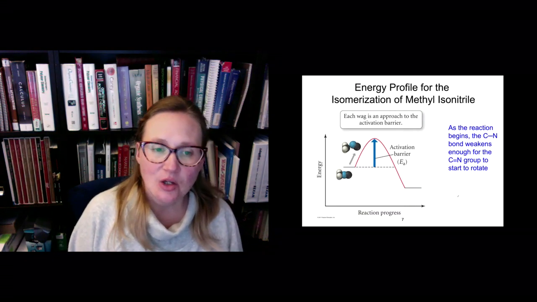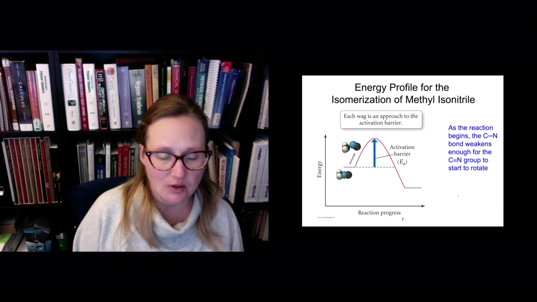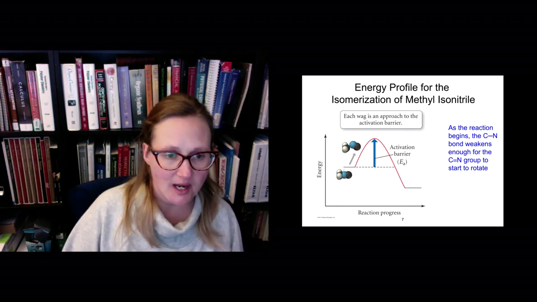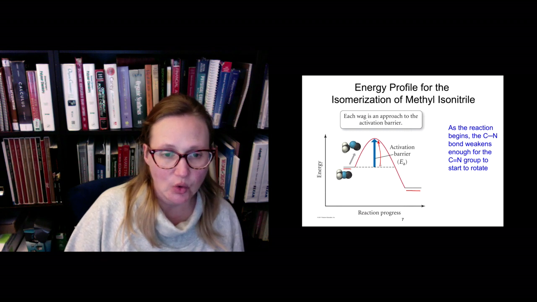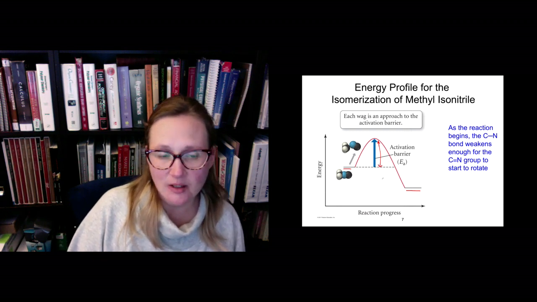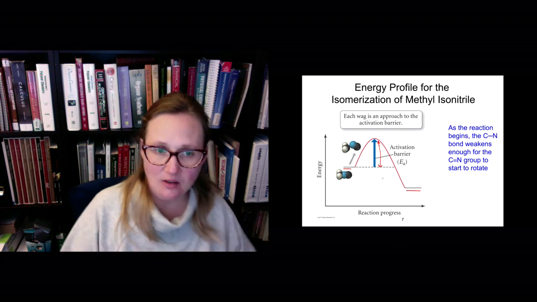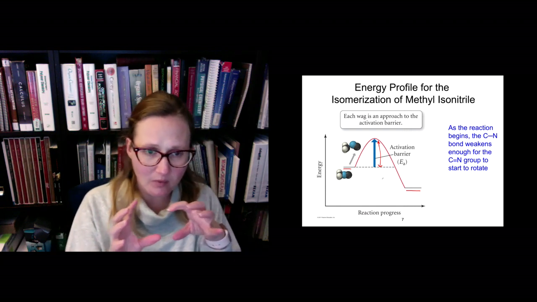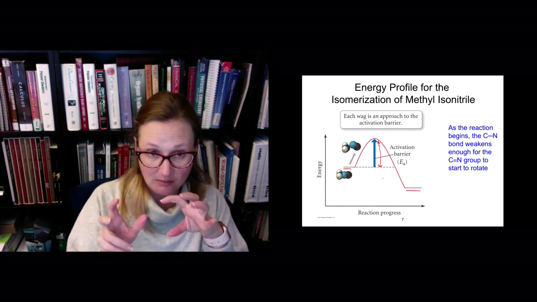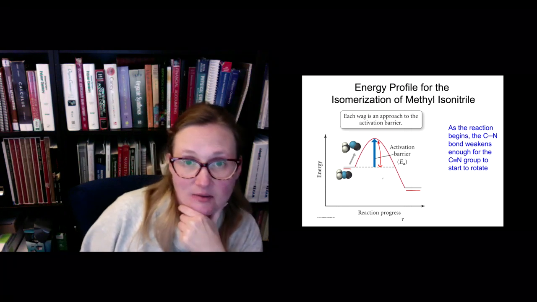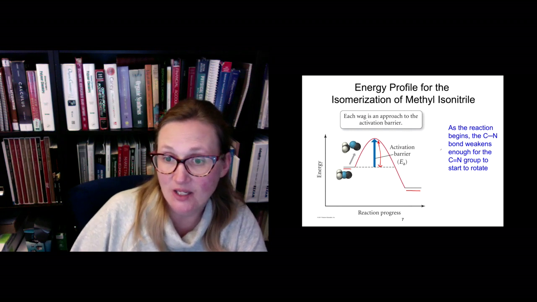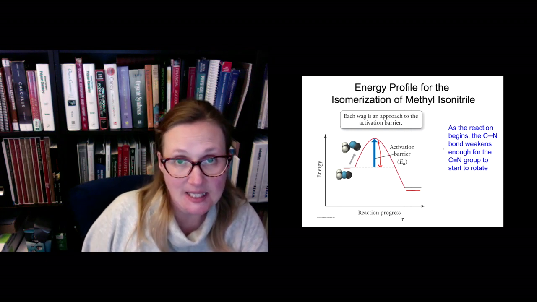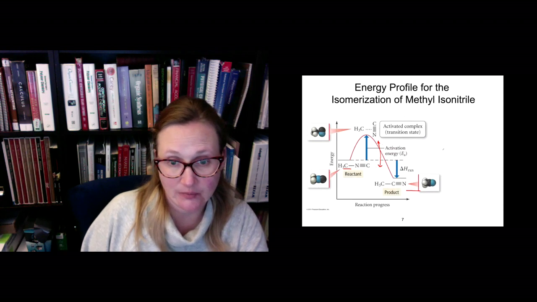All right, so what this might look like in terms of our activation energy is here we have our reactant right here, and here we have our product. This energy it takes to break that carbon nitrogen bond, so we're weakening that bond and rotating. Okay, that is the activation energy. So as the reaction begins, that carbon nitrogen bond begins to weaken, and that CN group starts to rotate.